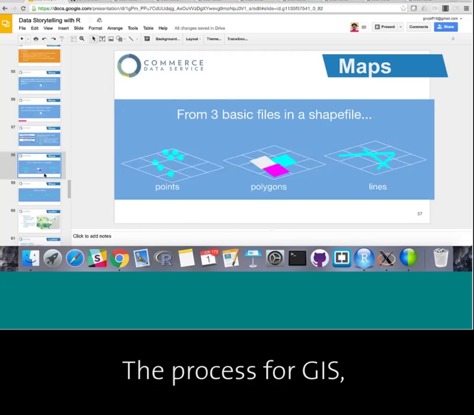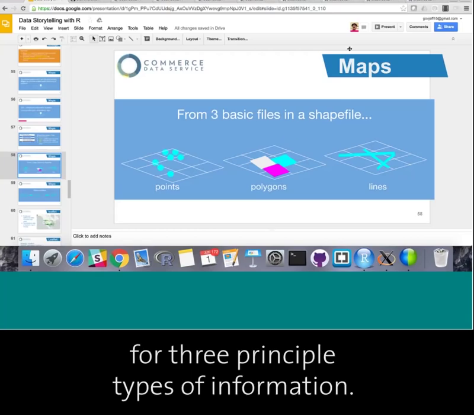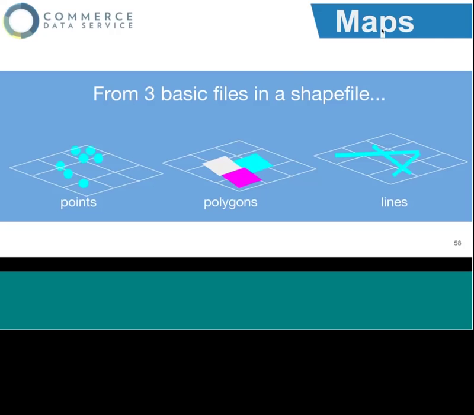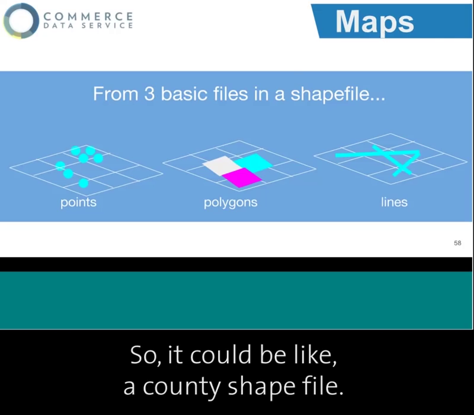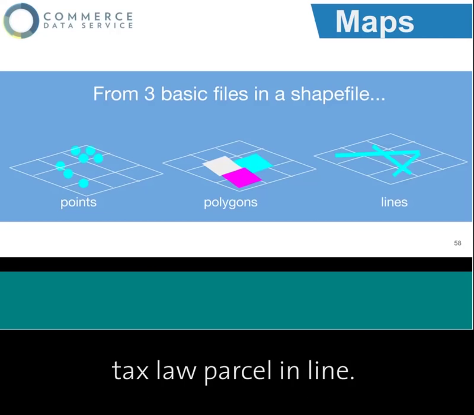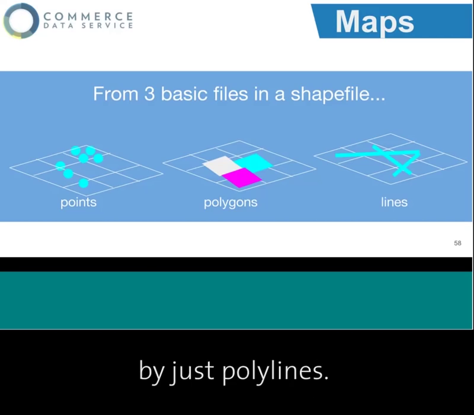The shapefiles can be used for 3 principal types of information. We have points, so you have lat long. You have polygons, so it could be like a county shapefile, it can be a house parcel, a tax lot parcel. And lines. So like a lot of streets are represented by just polylines.